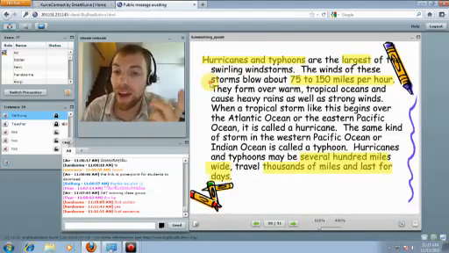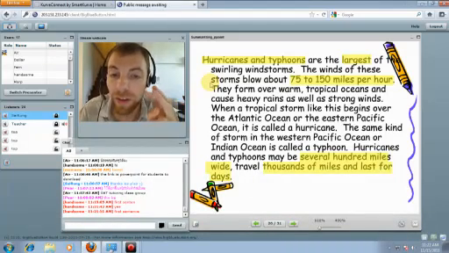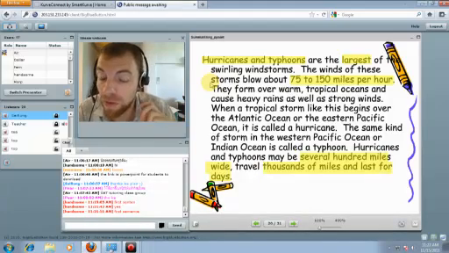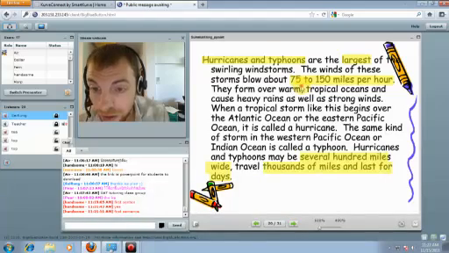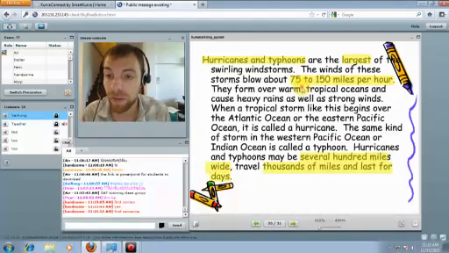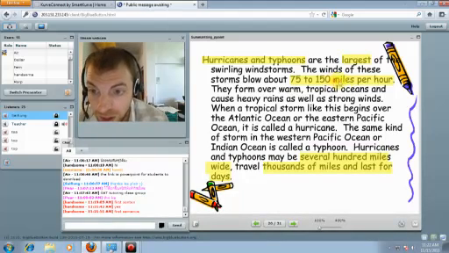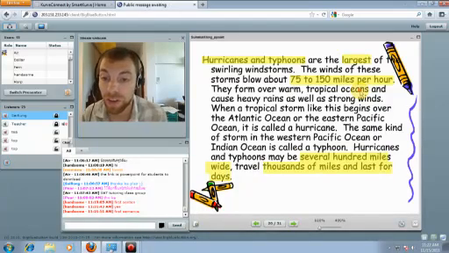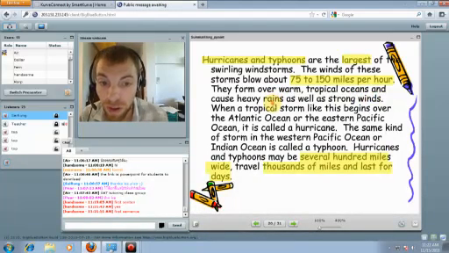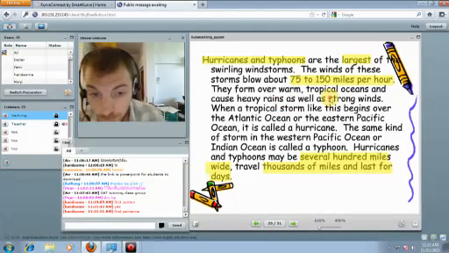and we're going to learn about how they are different than tornadoes and dust devils. Our first detail we have here is how fast they are, 70 to 150 miles per hour, and where they start, which is over oceans, and they cause heavy rains and strong winds.